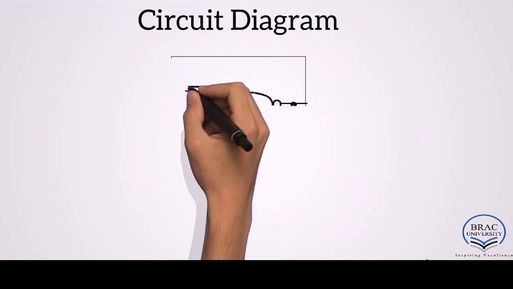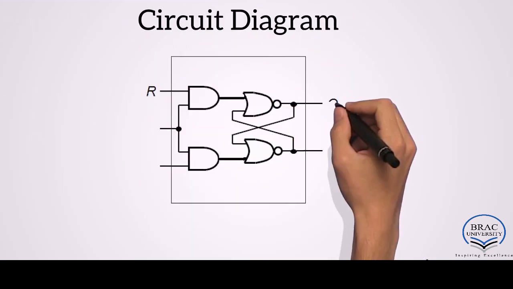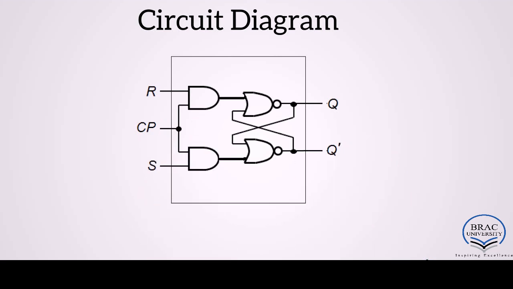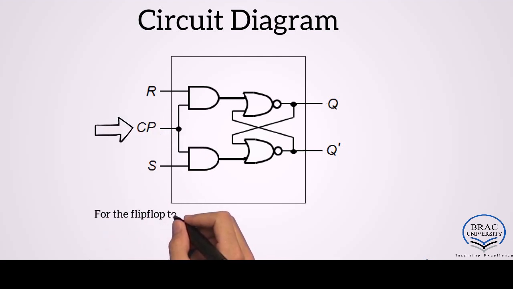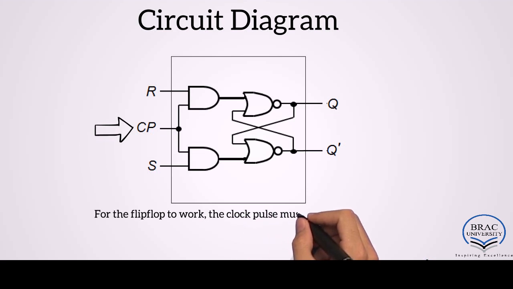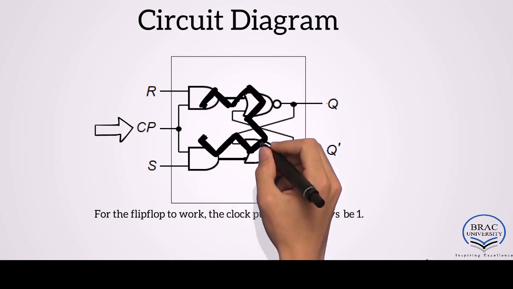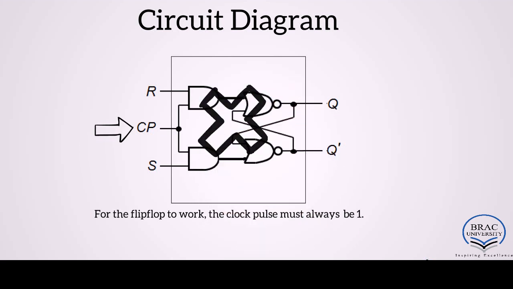Here we can see the circuit diagram for set-reset flip-flop. Firstly, we perform AND operation of the set and reset input along with the clock pulse. Here, when the clock pulse is high or 1, the flip-flop works according to the input. But when the clock pulse is 0, the flip-flop stops working. So the clock pulse basically controls when the flip-flop will be turned on or off.